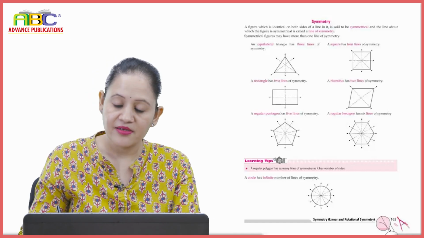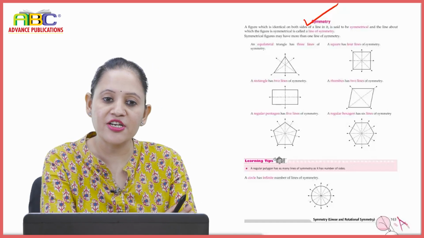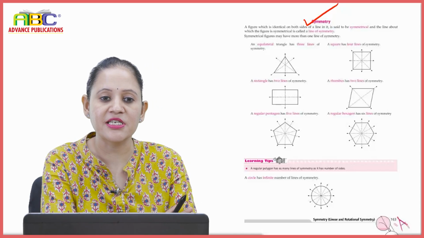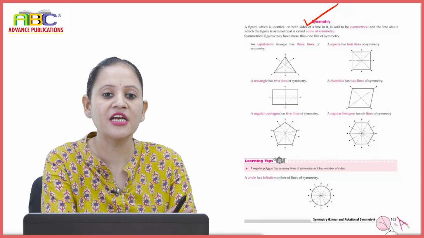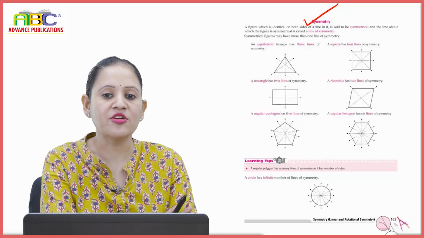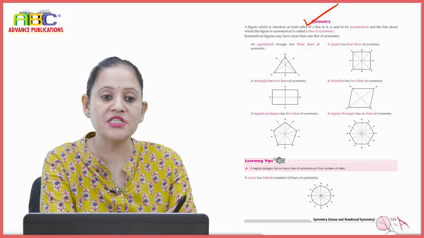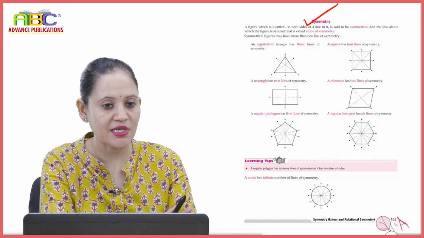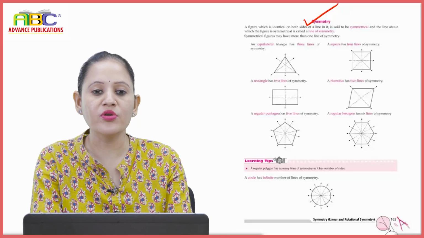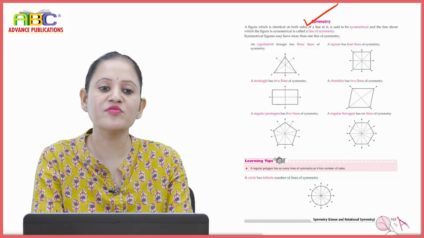Next is symmetry. A figure which is identical on both sides means line of symmetry के दोनों side पे अगर figure identical है then it is said to be symmetrical, and the line about which the figure is symmetrical is called the line of symmetry. A symmetrical figure may have more than one line of symmetry. एक से ज़्यादा भी line of symmetry हो सकती है.